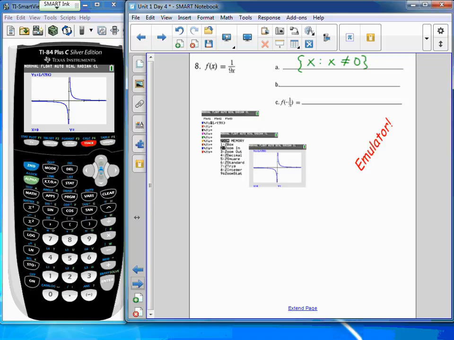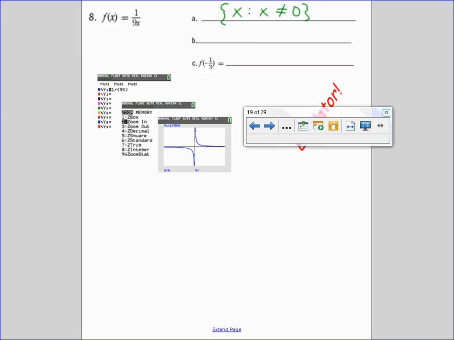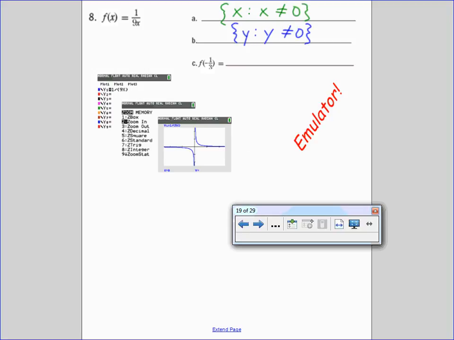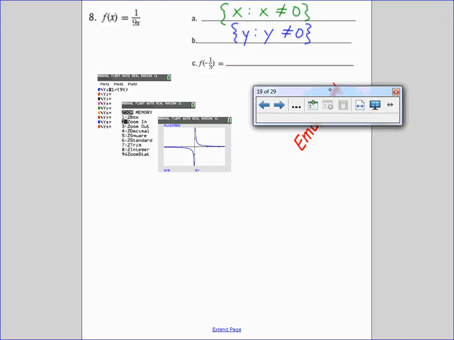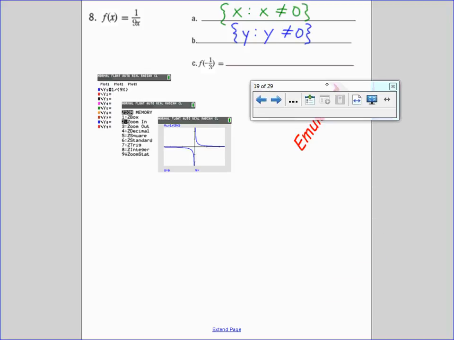Again, I'll write that with set builder notation as before. I can write that as the set of all y's such that y doesn't equal 0. And lastly, I can do f of negative 1/3 by evaluating my function, or I can do it by a trace. And so let's go ahead and first evaluate.